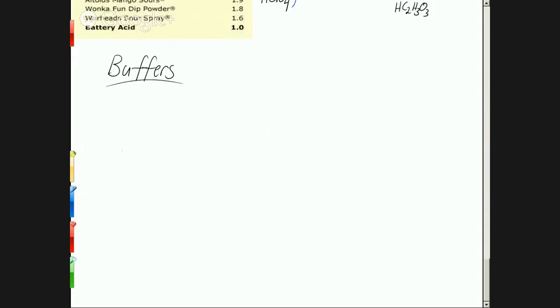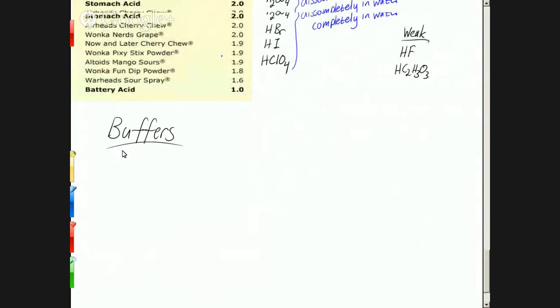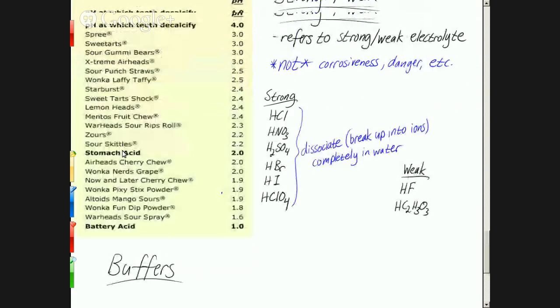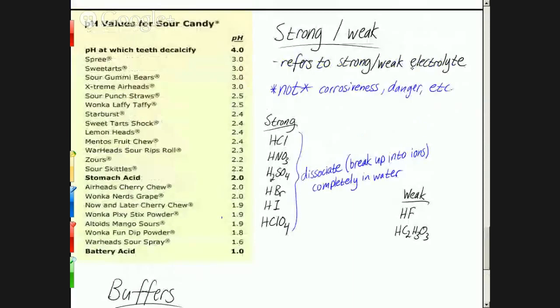What are buffers? When you say strong acid, does it have any relation with electrolytes? Yes, exactly. So strong acid means it's a strong electrolyte. That's where the word strong comes from. That's why it's confusing, because it sounds like it's strong, danger-wise. But it refers to its electrolyte behavior.